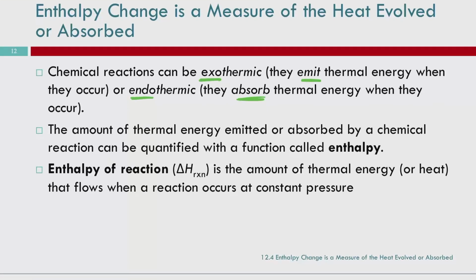So the enthalpy part, because enthalpy is a crazy word, right? The amount of thermal energy emitted, exothermic, or absorbed, endothermic, by a chemical reaction can be quantified. We put a number to it with a function called enthalpy. So we have this term, enthalpy of reaction. Enthalpy here is the delta H, and the reaction gets shortened to Rxn for some reason. This is the amount of thermal energy, or heat, so H could also stand for heat, that flows when a reaction occurs at constant pressure. The constant pressure part is not really that important for us.